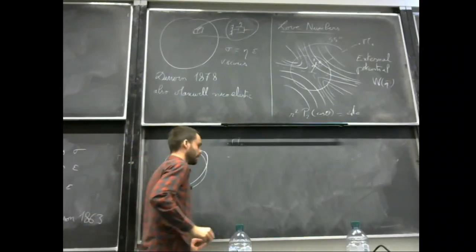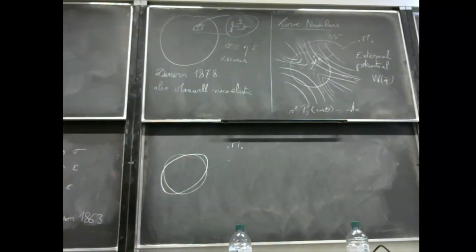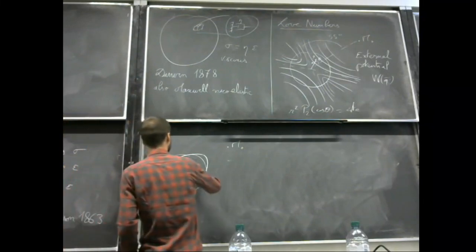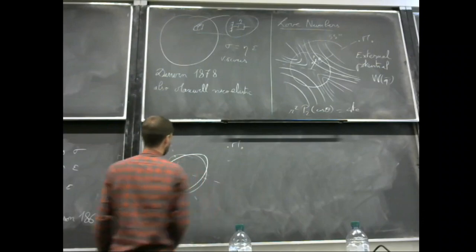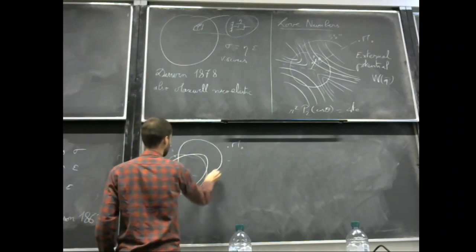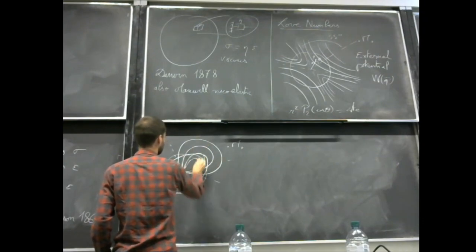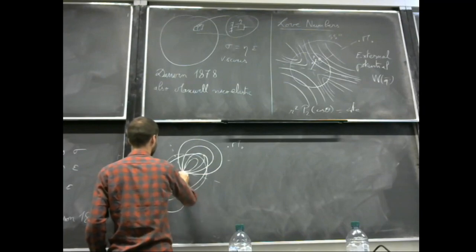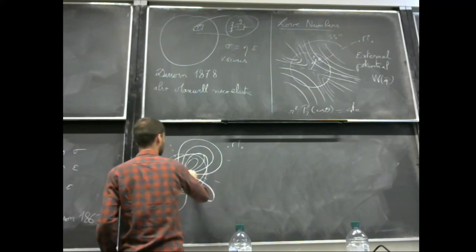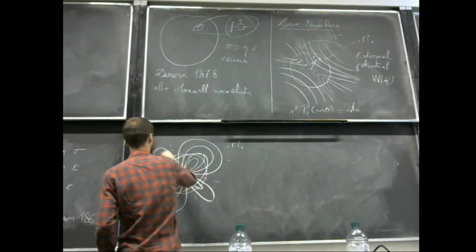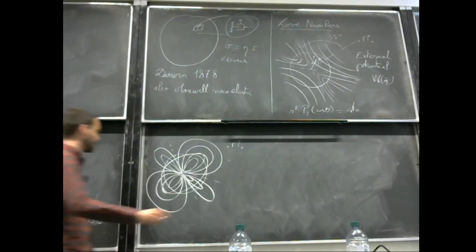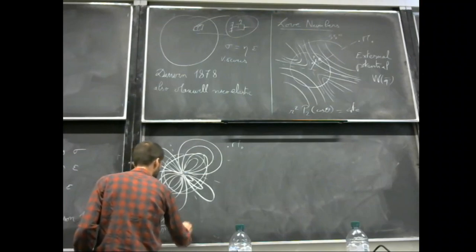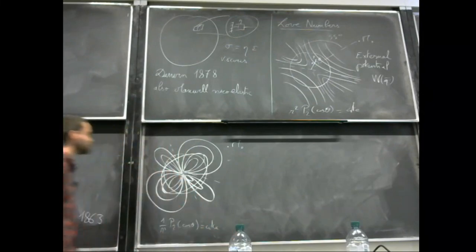Like this. And because of the deformation, the potential of that body won't be the potential of a sphere, it will be the potential of an ellipsoid. So the potential of an ellipsoid is something like this. You see, it's a quadrupole, and this is given by 1 over r cubed P2 of cosine theta equal to constant.